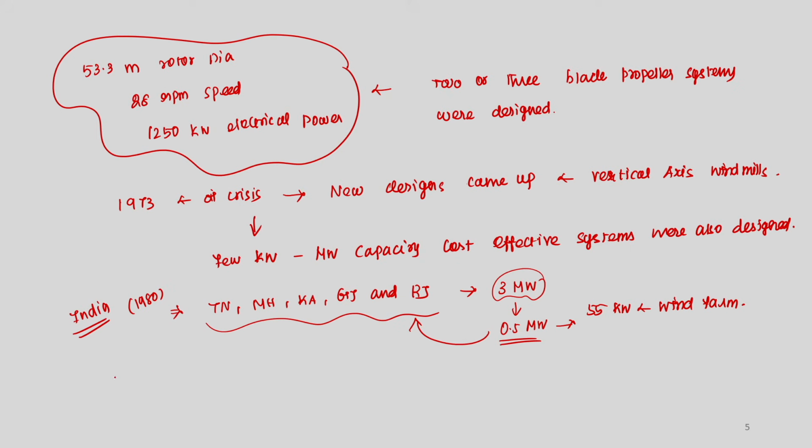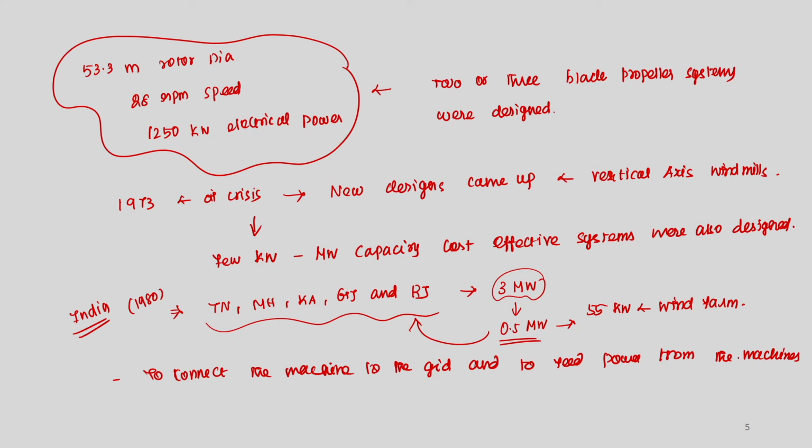And how is it operated, right. What practices are being followed to draw the power from these windmills is to connect the machine to the grid and to feed power from the machines to the grid whenever it is available, right, because it is intermittent, whenever power is available.